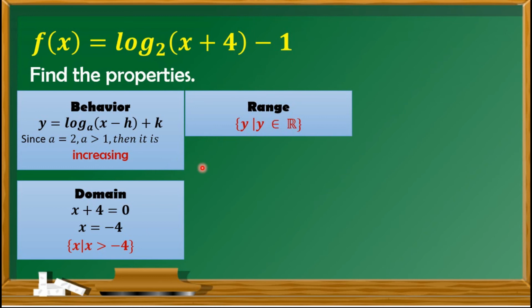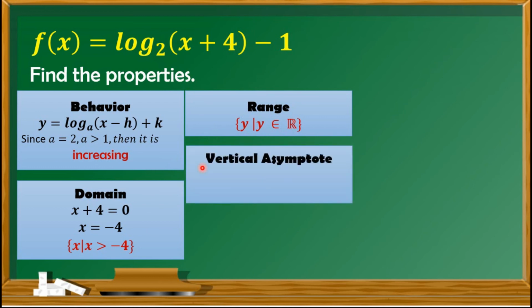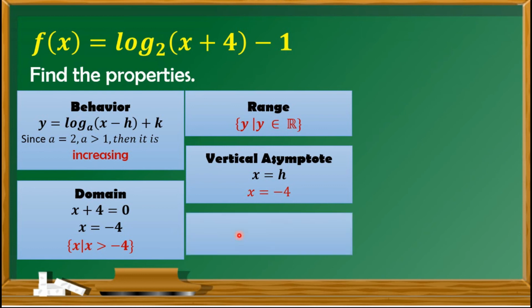Next, we have the vertical asymptote. For the vertical asymptote, always remember x is equal to h. In this case, we have x is equal to -4, which is the same value with the domain. Next, we have the horizontal asymptote. Any logarithmic function doesn't have a horizontal asymptote, so the answer is none.